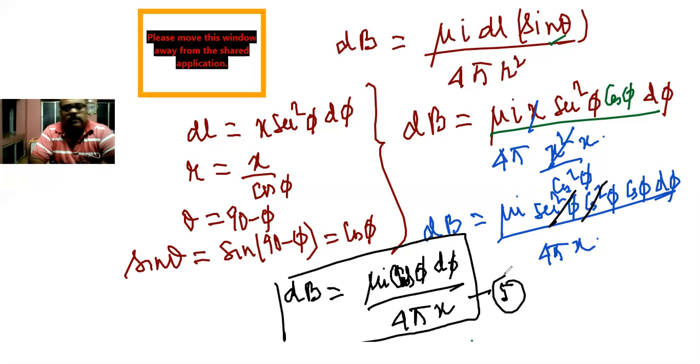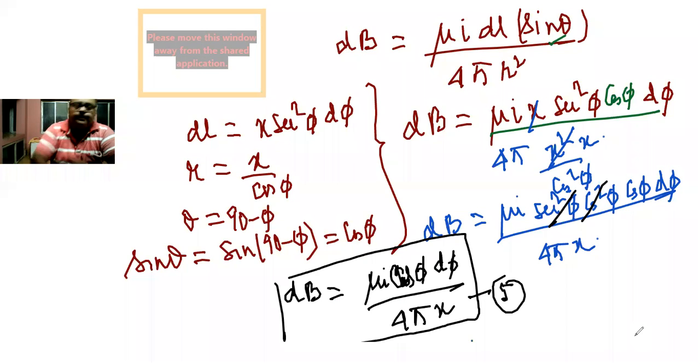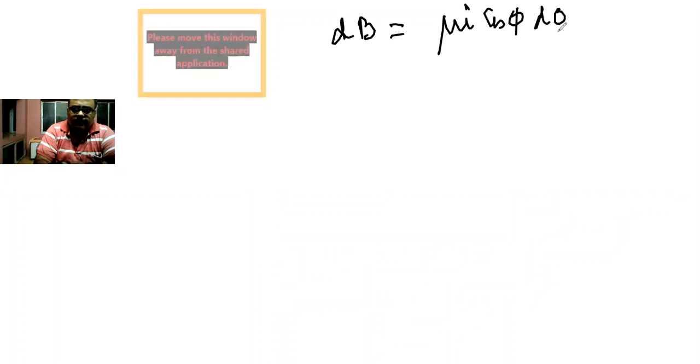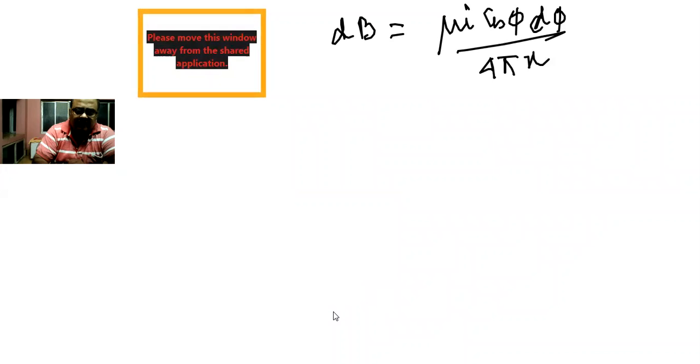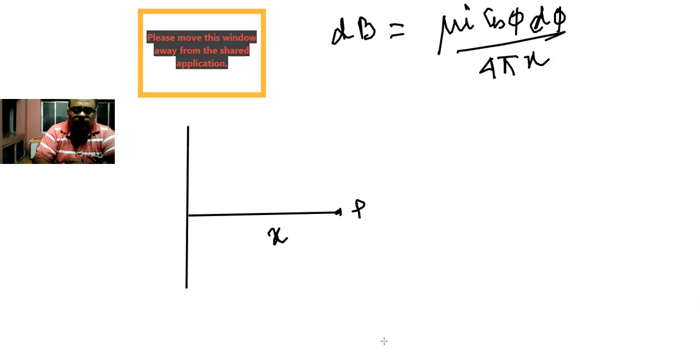So in order to find out the total magnetic field of the given straight conductor, what should we do? We should integrate. So I just move on to the next page. What I have got is dB is equal to mu I cos phi d phi divided by 4 pi x. Now children, think of a conductor like this that we are discussing before. This was the conductor, and at a distance of x we want to find the field. So this is our point P and this is our distance x.